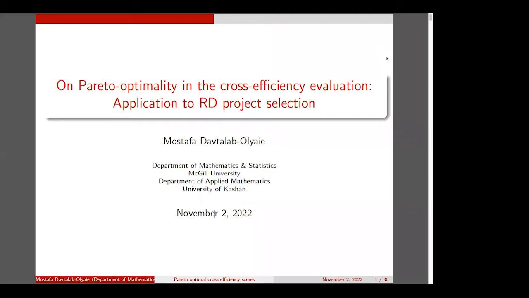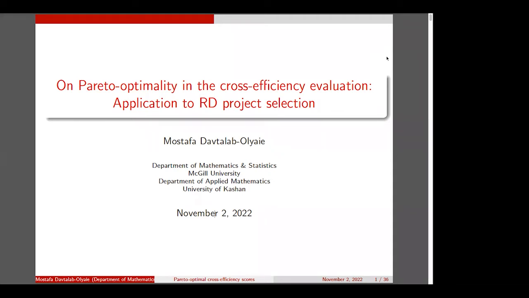Mostafa is working in the area of DEA, data envelopment analysis. He received his PhD in 2014, but he's been with us since 2012, the first time for a year, and then worked with another collaborator of mine, Dr. Vahid Partovinia, who is also here for a few months. And then he came back again a few times since 2012. Last time was 2018, and now he's with us at McGill as a visiting assistant professor for the year 22-23.